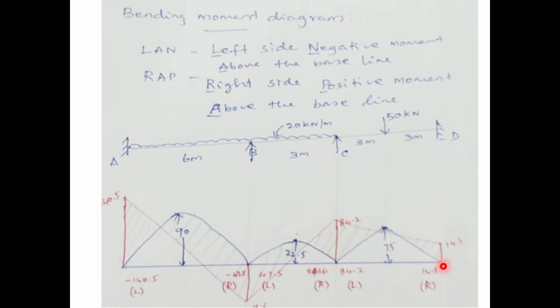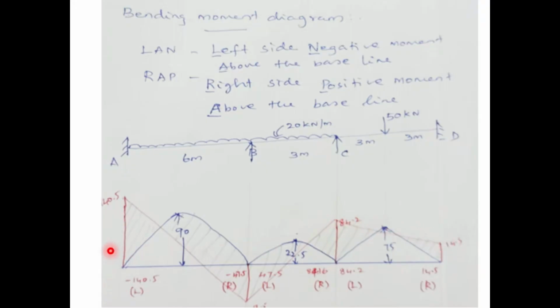D, what is your moment? MDC. MDC is plus 14.5. Okay, positive. Right hand, we have positive 14.5 kilonewton meter. Therefore, right hand positive above the baseline. So you draw a line of value 14.5. So connect these two. This is your end moment.